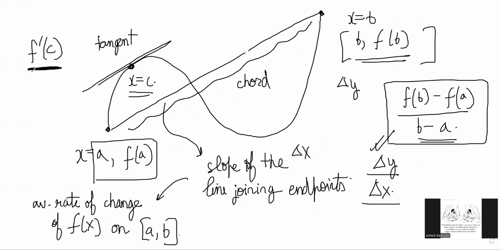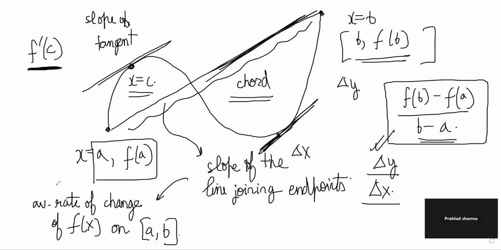Lagrange's theorem guarantees that there is at least one point in this interval a to b where the slope of tangent is equal to the slope of the chord, which basically tells us that there is at least one point where the instantaneous rate of change of the function will be equal to the average rate of change of the function. There could be more than one such point. This point is also having the tangent with the same slope as the chord, right? Do you understand what I'm saying?